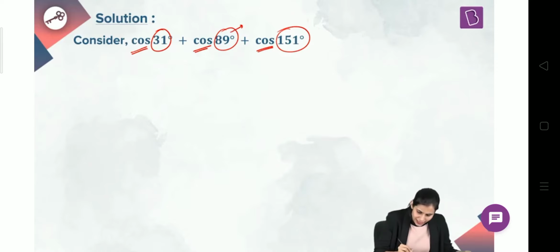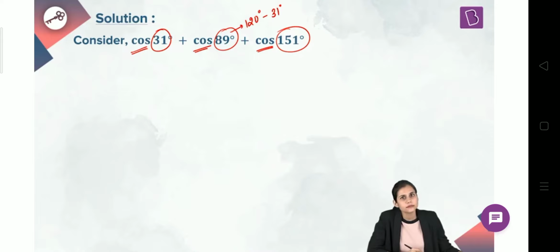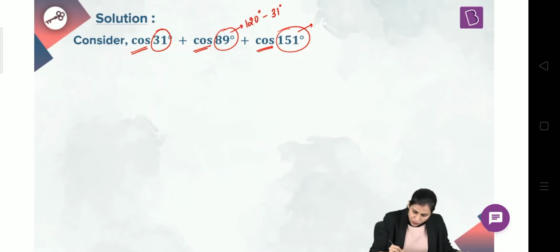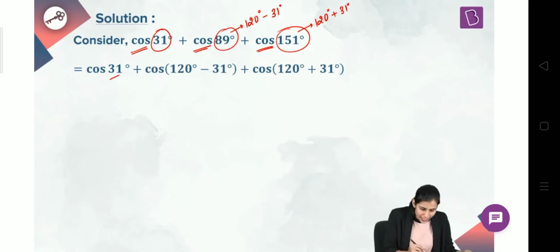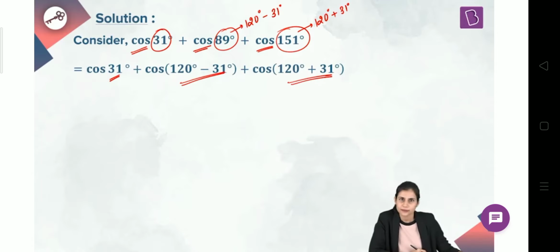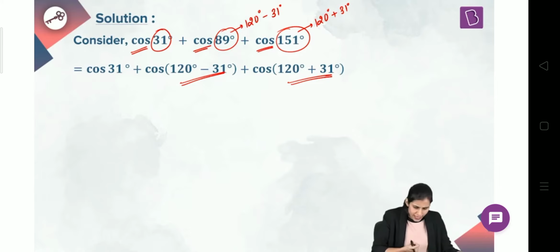Well, I think 89, yes, can be written as 120 degrees minus 31 degrees. Yes. And 151, on the other hand, I can write as 120 degrees plus 31 degrees. That means now one thing is good, that all the angles are written in terms of 31. Isn't it? Okay, what next?